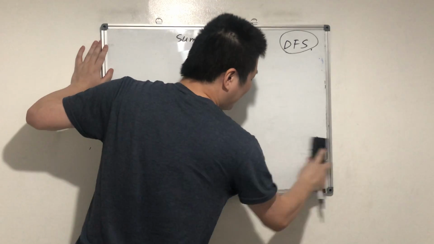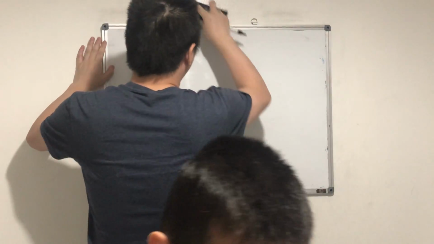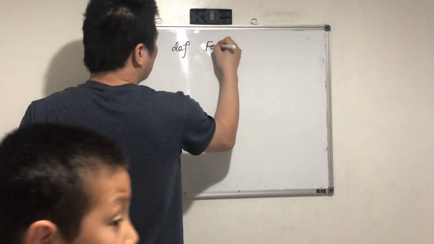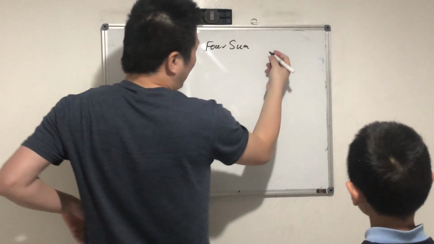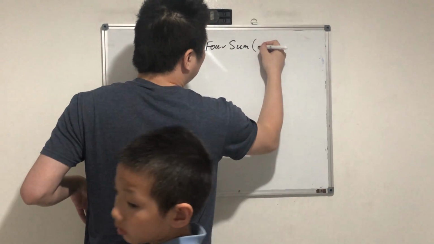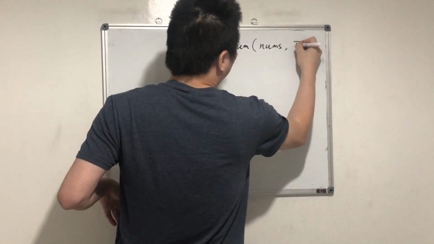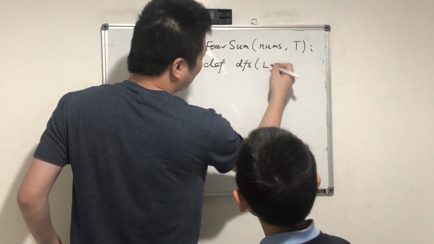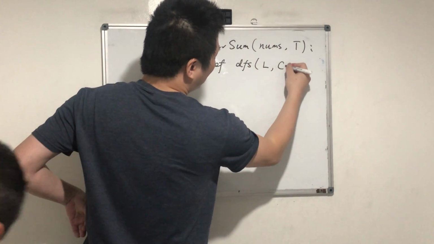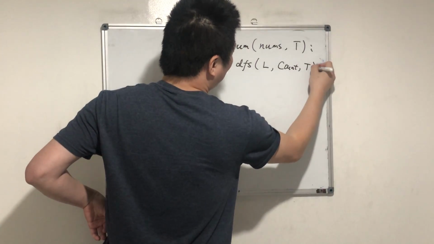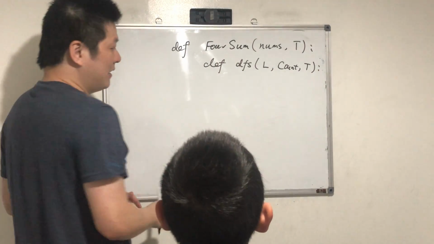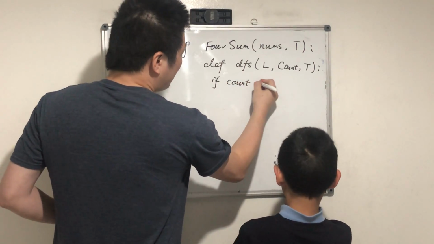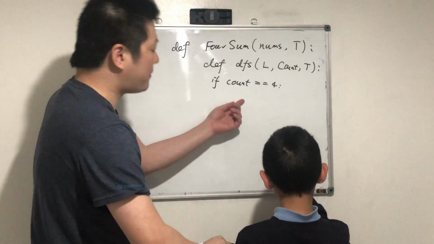Ryan, do you understand? Four sum. Always define four sum. Then we have numbers here and a target, right? And then we define the depth first search here. Define depth first search. And we have a left, and count, and then another target. Look, if count equals 4, we have already picked 4 numbers.